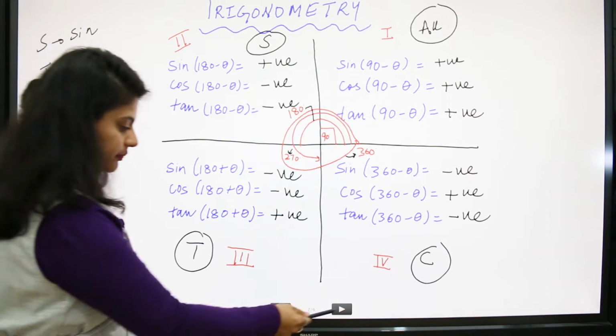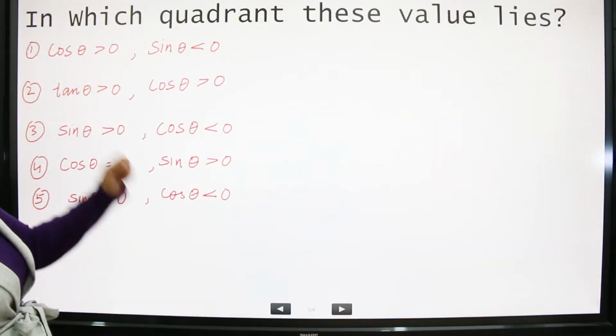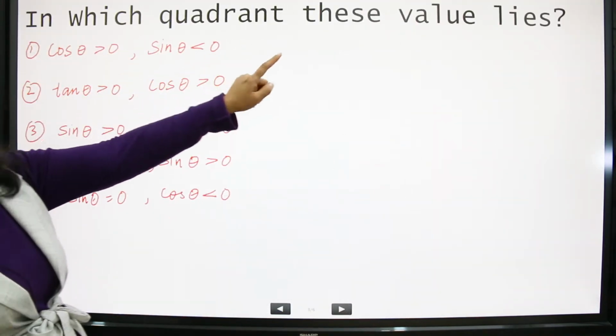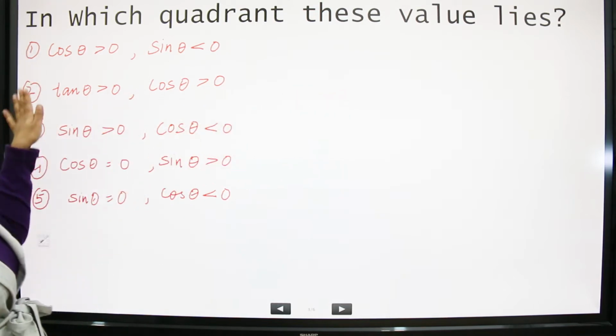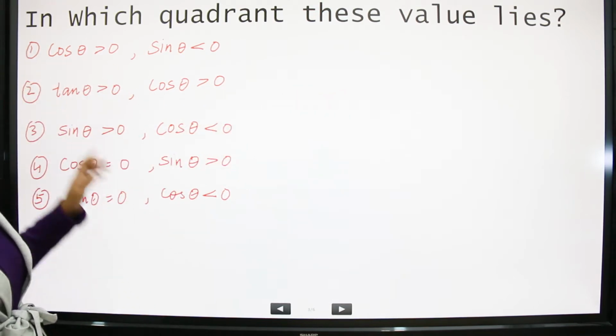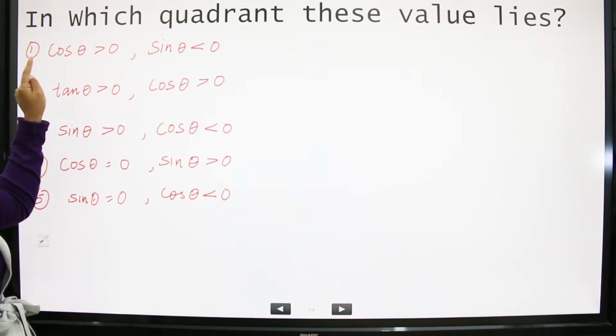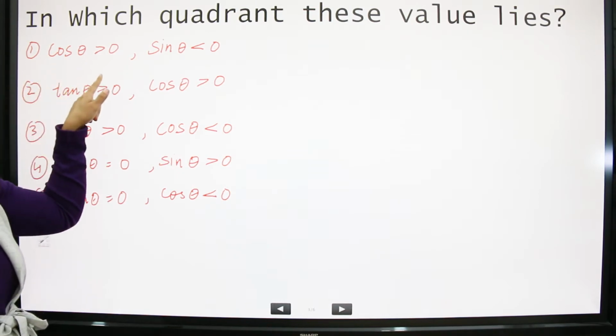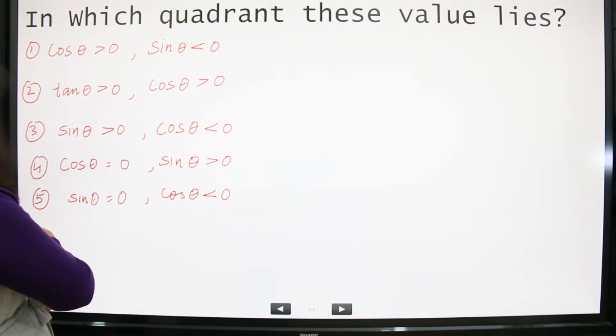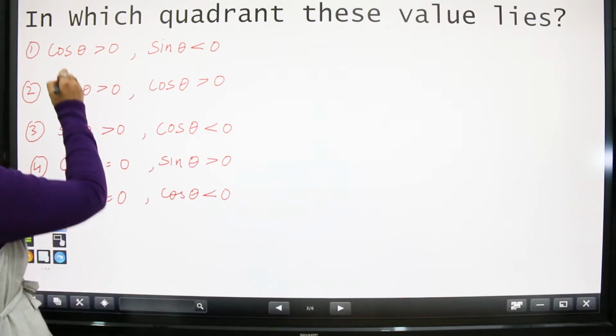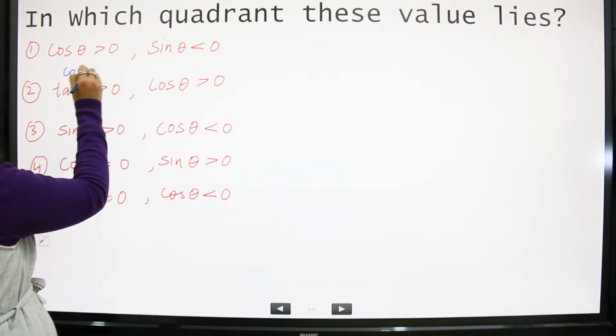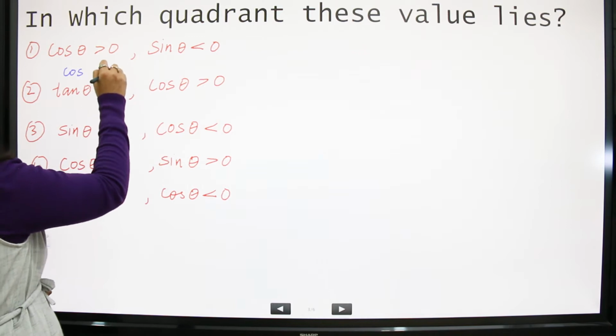Now we are going to do a few questions. In which quadrant do these values lie? So basically we are going to learn about this one. Let's do the first one. We have cos theta greater than 0. This tells me straight away that cos is positive. So you can remember it like that.